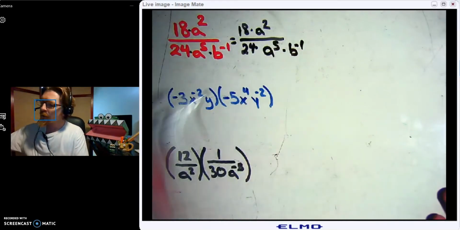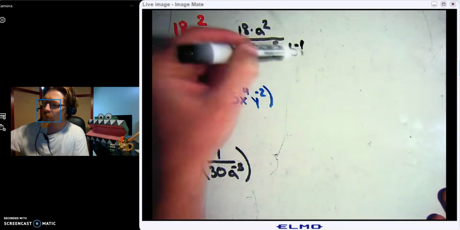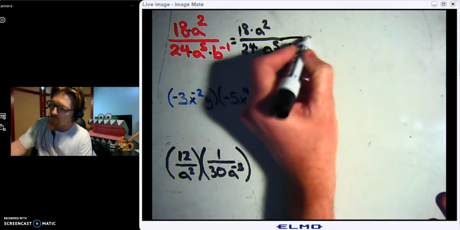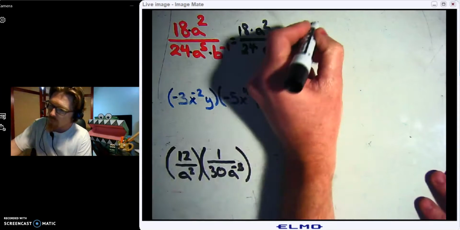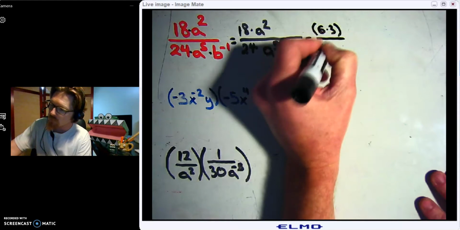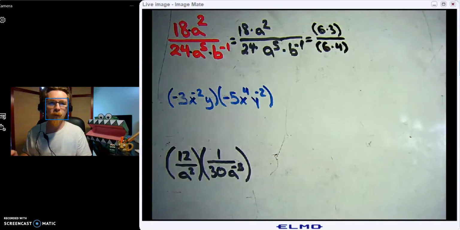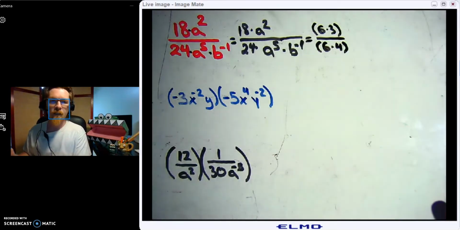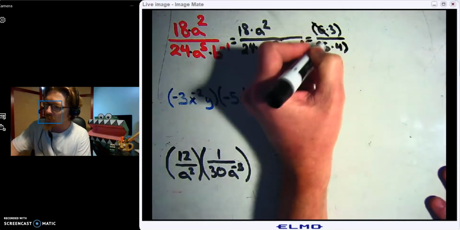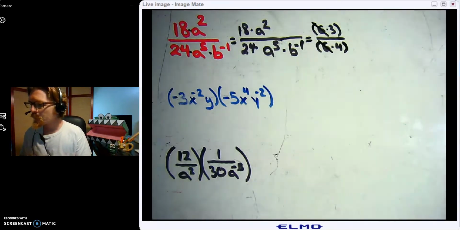Now, what I notice is I can work with the integers first, and I can use some of my rules of exponents to simplify the exponents. So, the 18 over 24. I notice that 18 and 24 have a common factor of 6. 6 times 3 is 18, and 6 times 4 is 24. So rewriting 18 as 6 times 3 and 24 as 6 times 4, I can cancel out the 6 divided by 6 at the top and bottom. So I'm just left with 3 over 4.